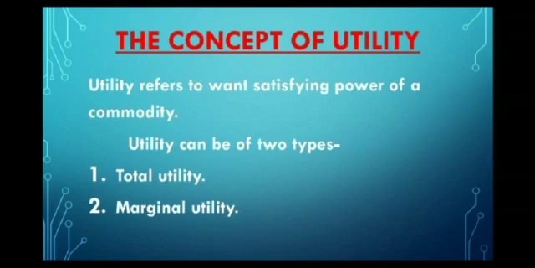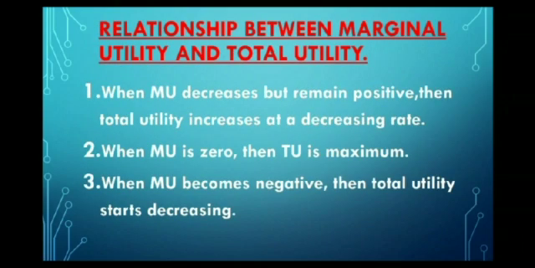Next, relationship between marginal utility and total utility. Total utility is the sum total of marginal utility. In the first unit of a commodity, total utility and marginal utility are the same. As total utility starts increasing, marginal utility starts decreasing. When total utility is maximum, marginal utility is zero. When total utility starts decreasing, marginal utility becomes negative.